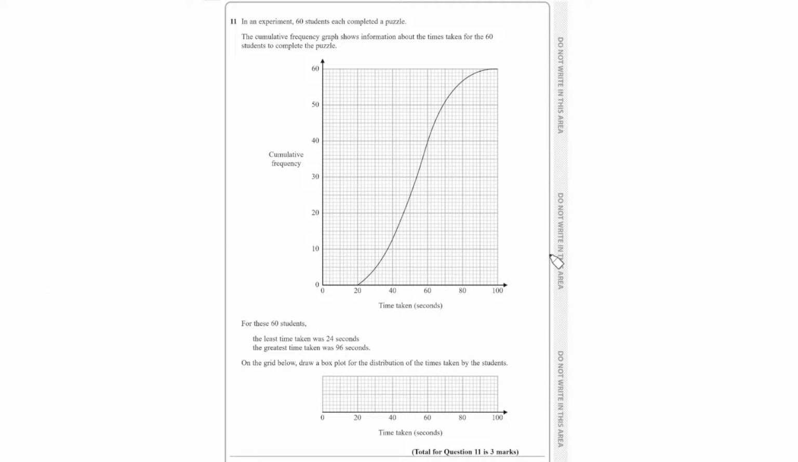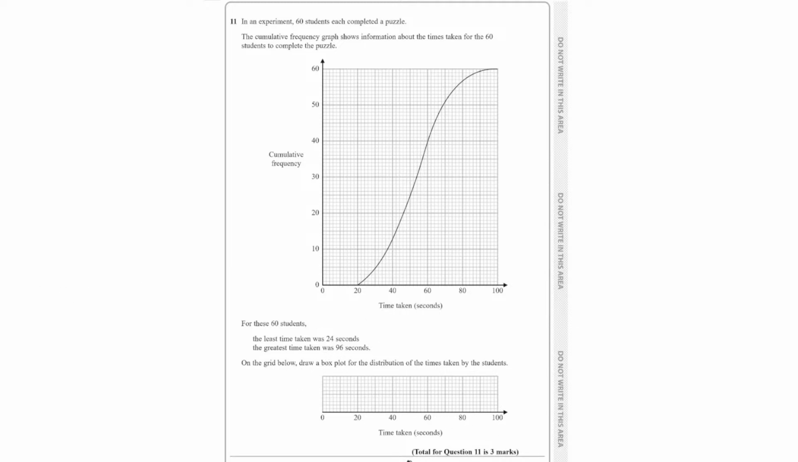So if they want you to go from a cumulative frequency graph onto a box plot, they will always give you these other 2 values because you can't read those off your cumulative frequency graph. But the other 3, which are lower quartile, median and upper quartile, you can use the graph to find. So we can always draw on these to start with.